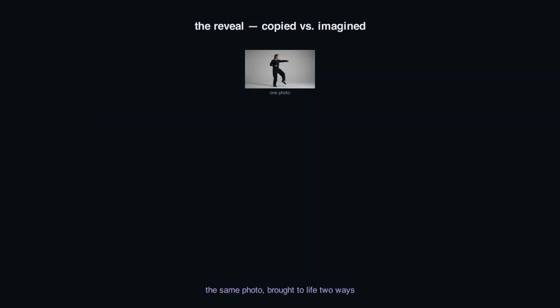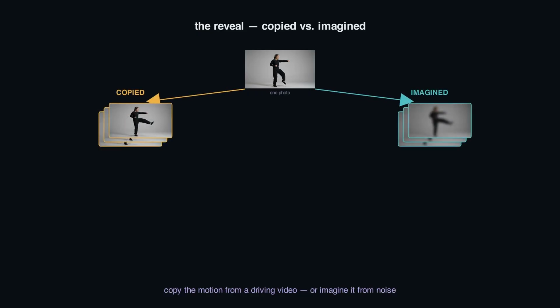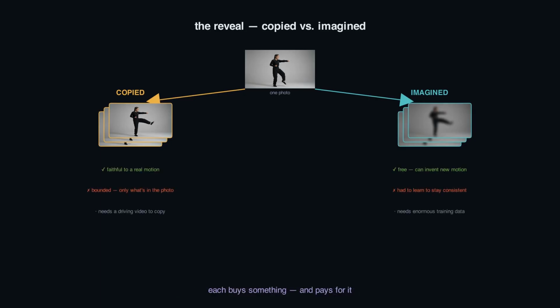So here's the same photo brought to life two ways. Copy the motion from a video that already moves, faithful but bounded, and it needs that driving video. Or imagine it from noise, free to invent, but it had to learn, from millions of clips, how to stay consistent. Each buys you something, and each makes you pay for it. Same goal, bring a photo to life. But look at what each one really does. Copying takes a single motion from a video that already moves. Imagining samples from a whole distribution of futures it learned. Two completely different minds.